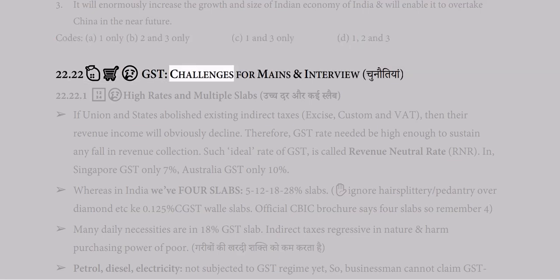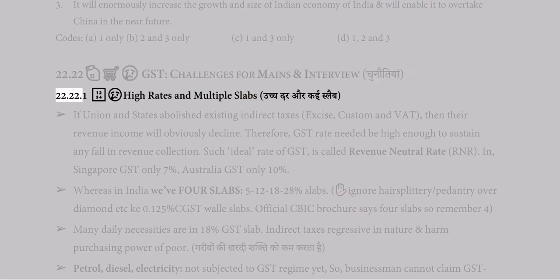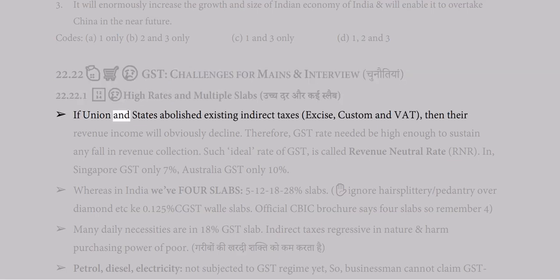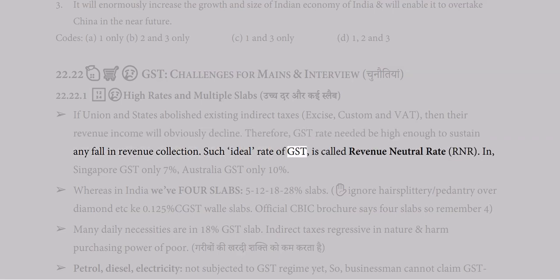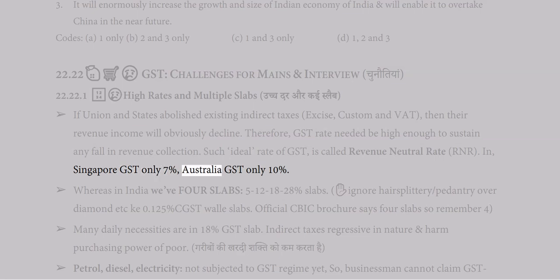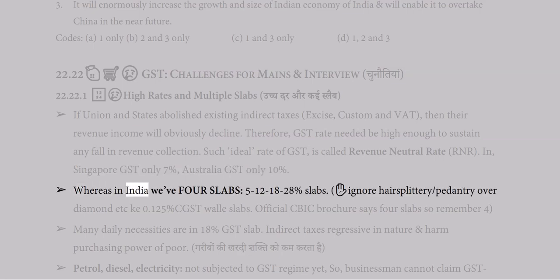22.22 GST, challenges for Mains and interview. 22.22.1 High rates and multiple slabs. If the union and states abolished existing indirect taxes, excise, customs and VAT, then their revenue income will obviously decline. Therefore, the GST rate needs to be high enough to sustain any fall in revenue collection. Such an ideal rate of GST is called the revenue neutral rate, RNR. In Singapore GST is only 7%, Australia GST only 10%. Whereas in India we have 4 slabs, 5-12-18-28%.